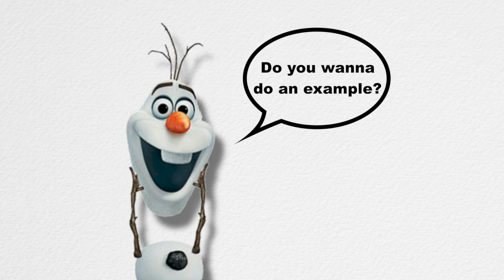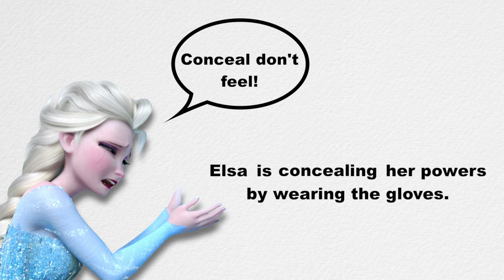Now let's do an example. Our sentence says, Elsa is concealing her powers by wearing the gloves. The passive voice in this sentence is the is concealing part. First, we're going to drop the is. Then we're going to drop the ing in concealing, so it leaves us with conceal. Now we're going to change the verb to fit our sentence. In this case, it would be conceals. And that leaves us with our final sentence, Elsa conceals her powers by wearing the gloves.